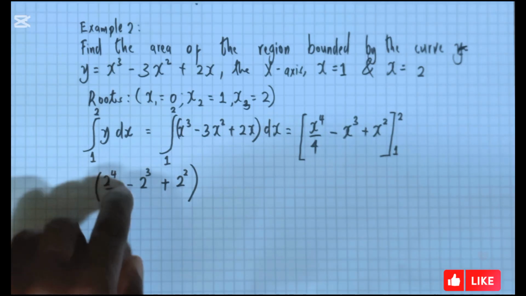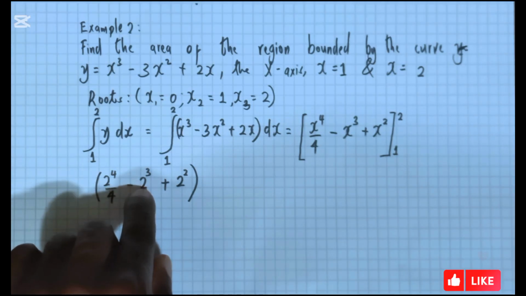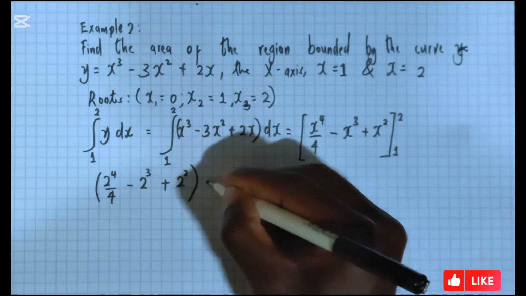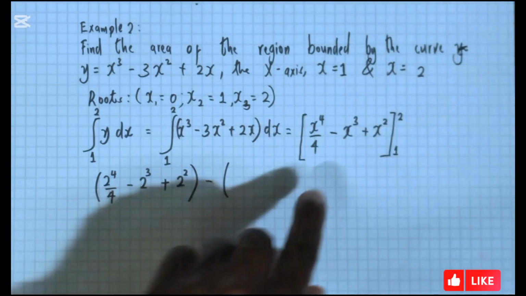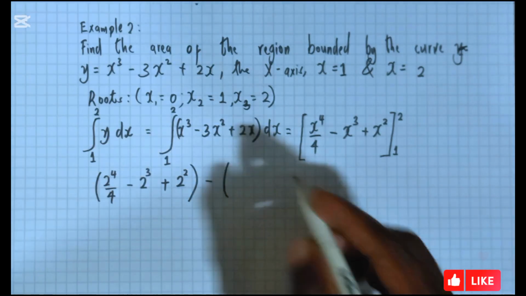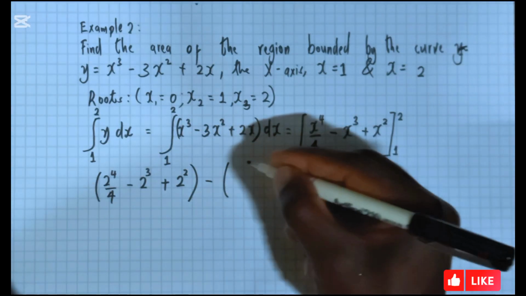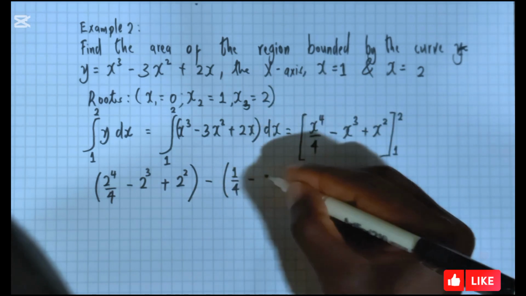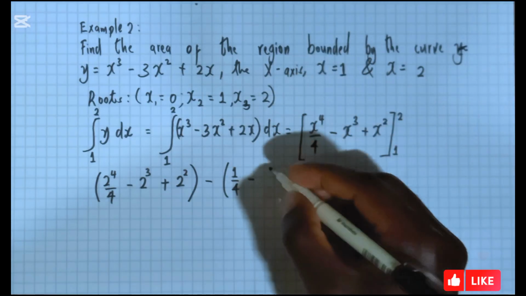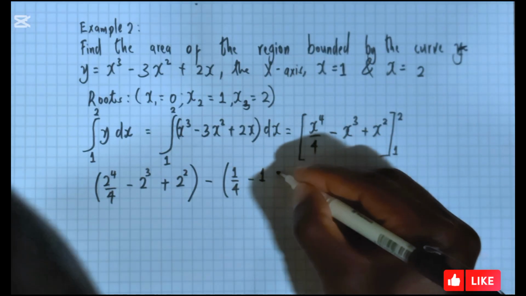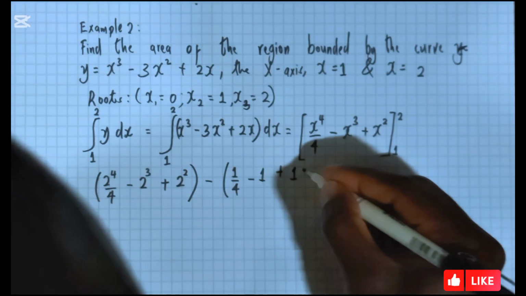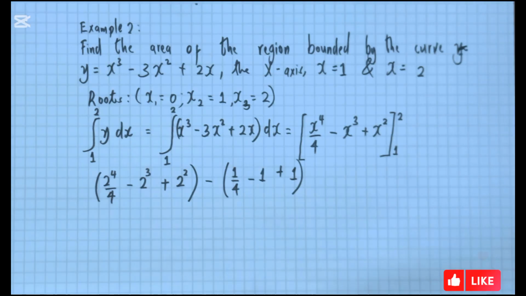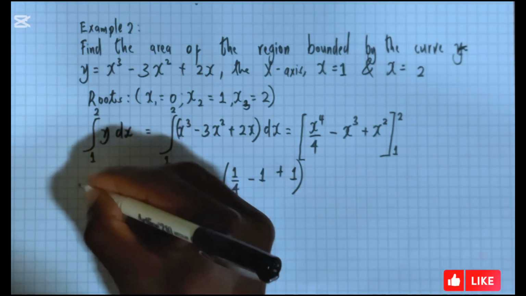So it's 2 raised to 4 all over 4 minus 2 raised to 3 plus 2 raised to 2, minus the lower limit. Wherever we have x now, we're going to put 1. So that's going to give us 1 raised to 4, which is 1, all over 4, minus 1 raised to 3, which is basically 1, plus 1 raised to 2, which is basically 1. The difference of these two is what is going to give us the area.